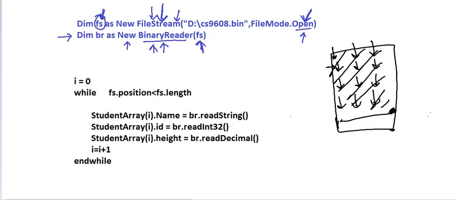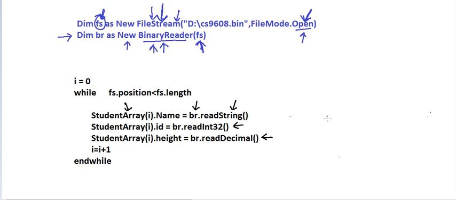Okay, so now what we have here is the student array, which was, remember, our array which can store records, and we are using the binary reader to read a string first, then read an integer, and then read a decimal value from our file.